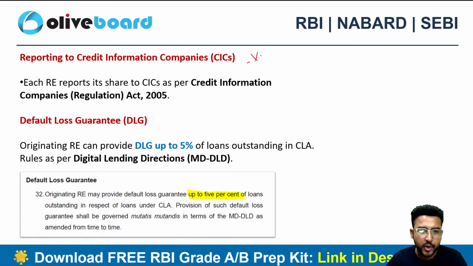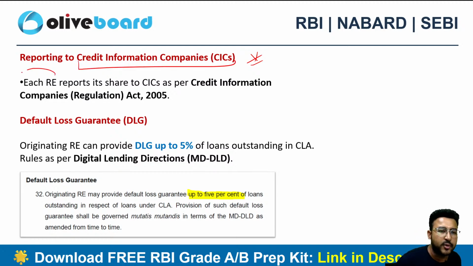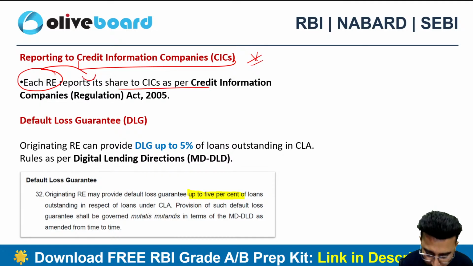Now this can be important. Who shall report to the credit information company? There was a circular, I think 6 or 8 months back, related to the credit information company as well. So if you are a regulated entity, you have given a loan to a particular person, you need to report that credit information to the CIC, credit information company. Now each regulated entity here needs to report its own share, right? So both the regulated entities need to report their respective shares.